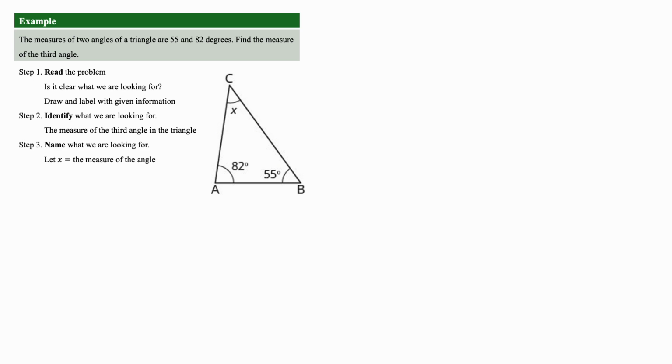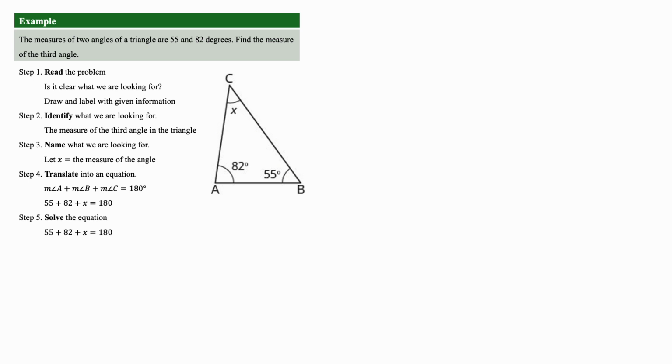We're going to name what we're looking for, and we're going to let x equal the measure of the angle. We're going to translate this into an equation. So we translate this into the measure of angle A plus the measure of angle B plus the measure of angle C is equal to 180 degrees. So we fill in the missing values here. So 55 plus 82 plus x, which is the missing value, is equal to 180.